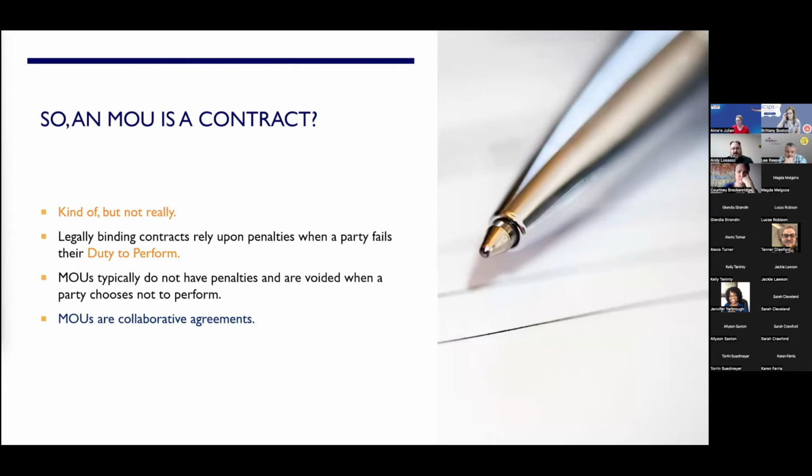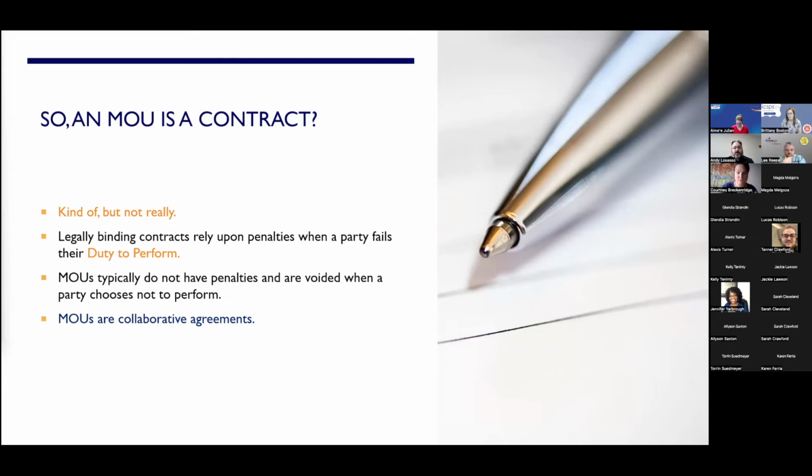So is an MOU a contract? Kind of, but not really. MOUs are not, or only in extreme cases, legally binding. An MOU is really a friendly agreement that has no duty to perform, or at least no consequences if those duties to perform of the parties are not satisfied. So MOUs typically do not have penalties, and in my experience, it would be hard pressed to get them passed through any legal department or executive director if they did have any kind of penalties, because that disincentivizes the other party to participate. MOUs should be more collaborative, friendly, collegial agreements.